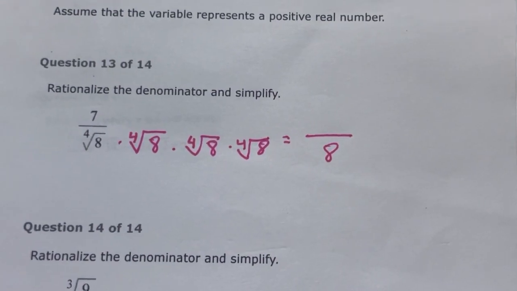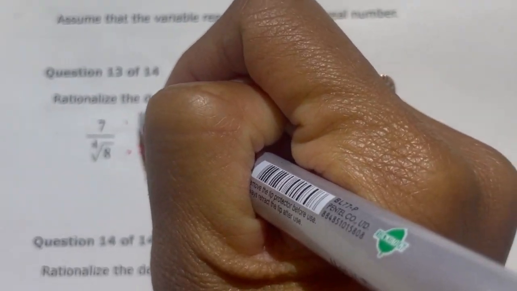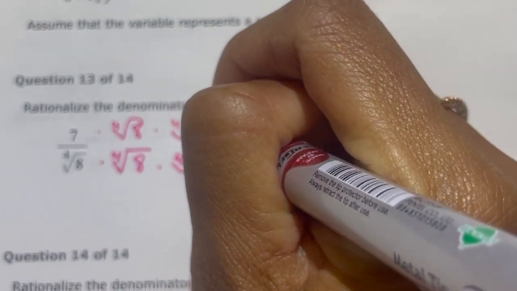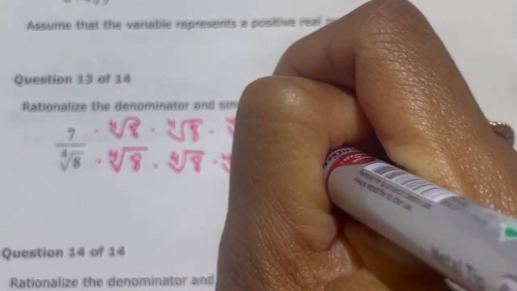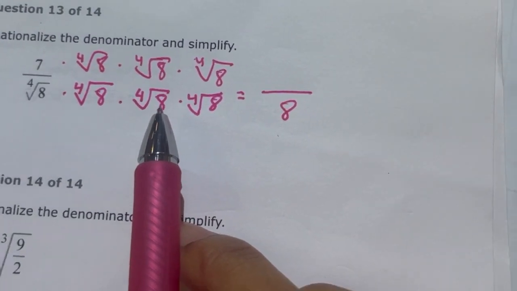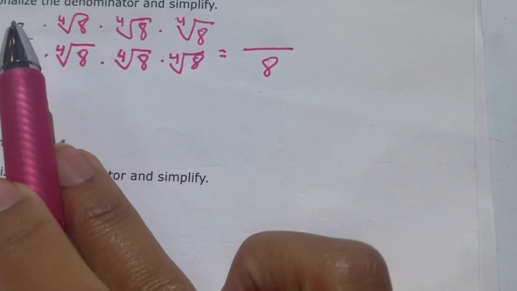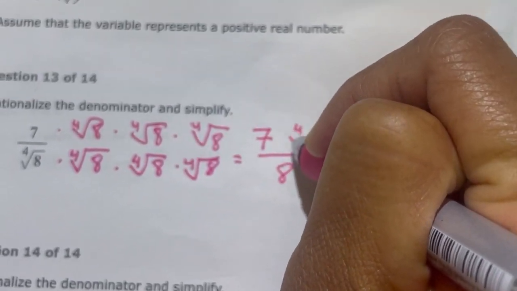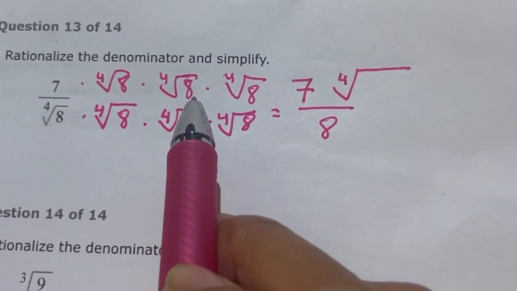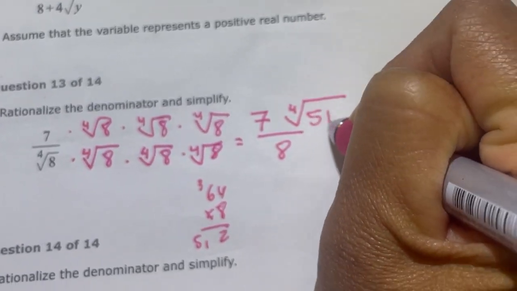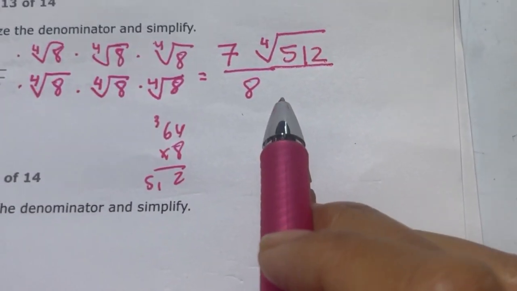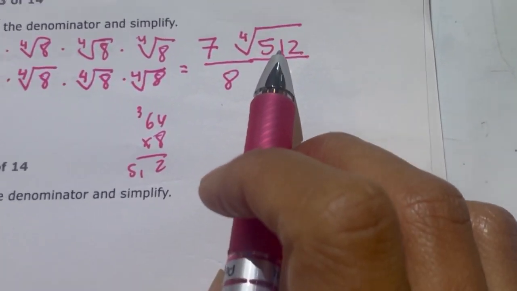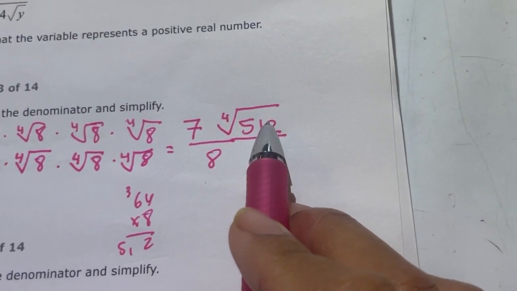And whatever you do to the bottom, you do to the top. So similarly, I'm going to have to do the same thing to the top. So when I do the same thing to the top, I have 7 sitting on the outside. 7 is just a whole number. And then I have the fourth root of, what's 8 times 8 times 8? So a fourth root of 512. And I'm tempted to say that's my final answer, but is it? I don't know. Let's see.